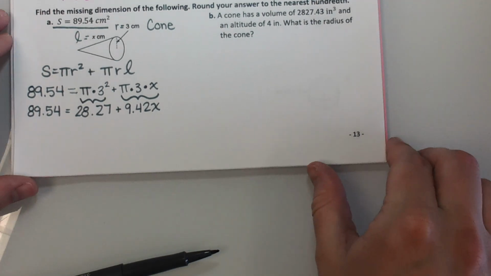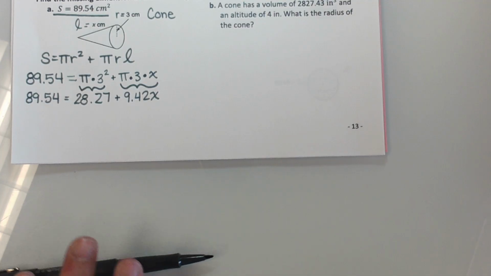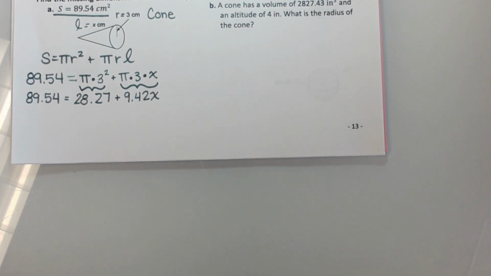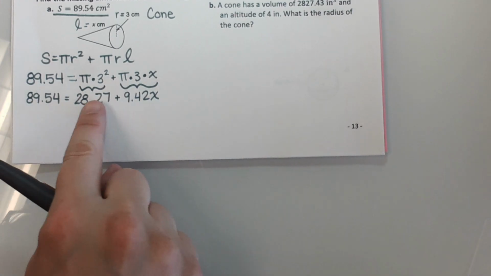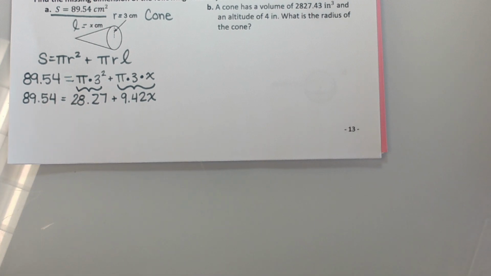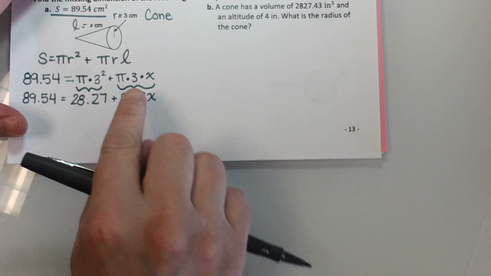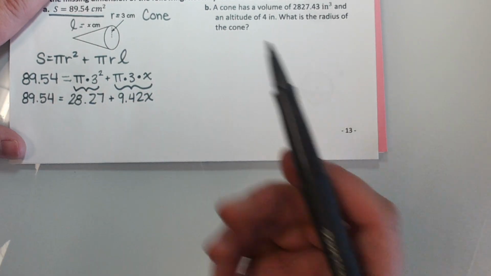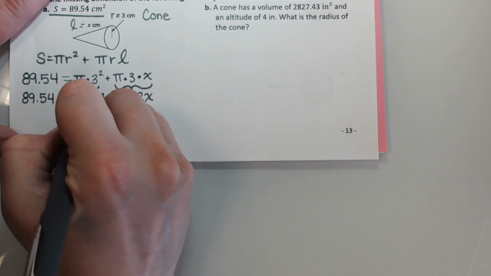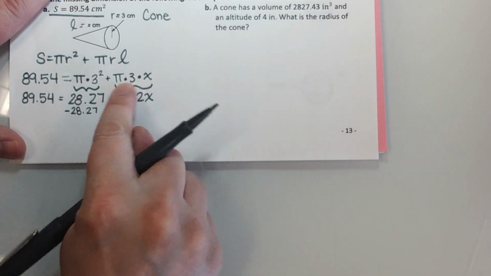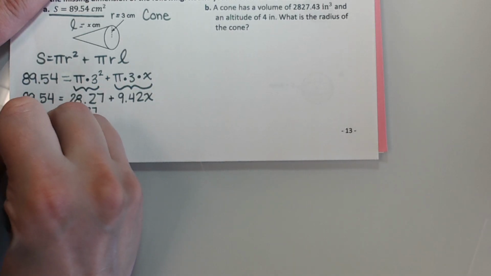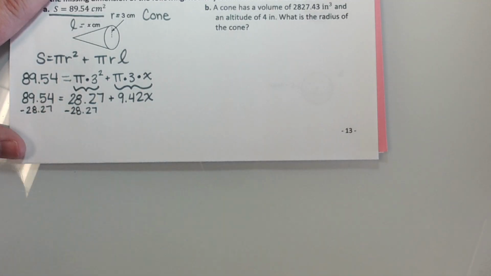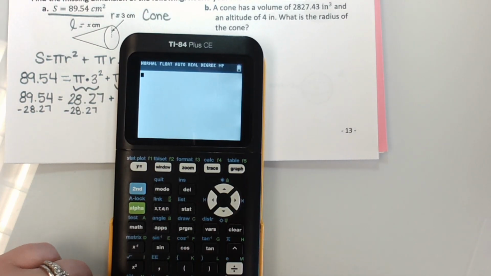If I want to solve this, what do I have to do next? Subtract 28.27 from 89.54. Okay. Can I just add the 9.42 and the 28.27? No, that would be the problem that wouldn't allow us to simplify it earlier. That's got an x, that doesn't. Do not combine unlike terms. Multiplication holds things together. Addition somewhat separates them when it comes to that idea of like terms.